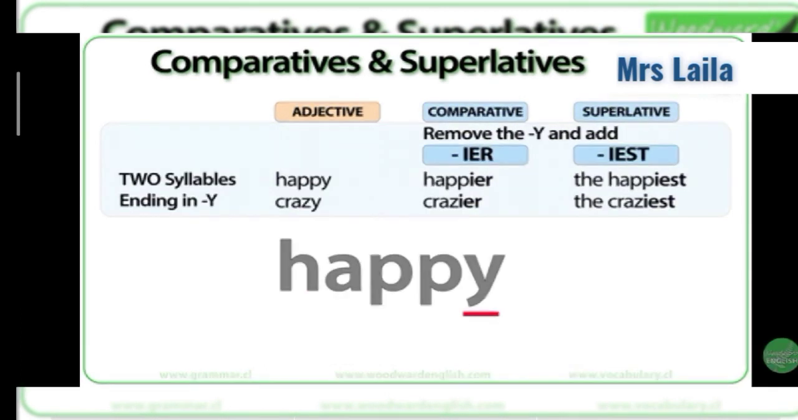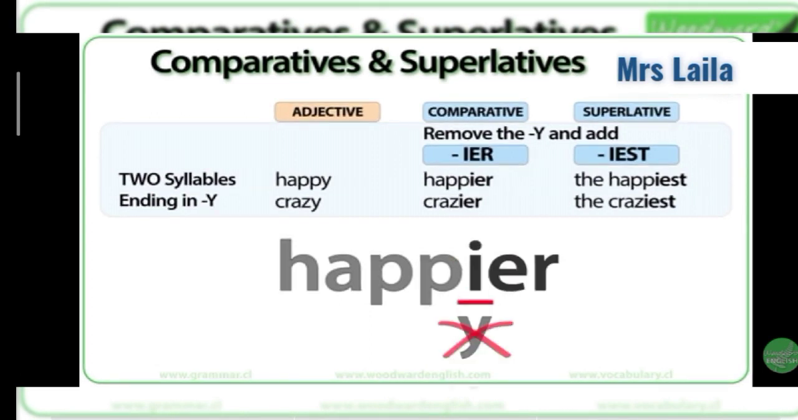When the adjective has two syllables and ends with the letter Y, like happy and crazy, we remove the Y and add IER. For the superlative, we also remove Y and add IEST. Happy becomes the happiest, and crazy becomes crazier and the craziest.